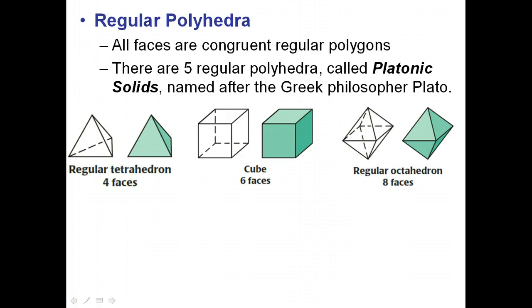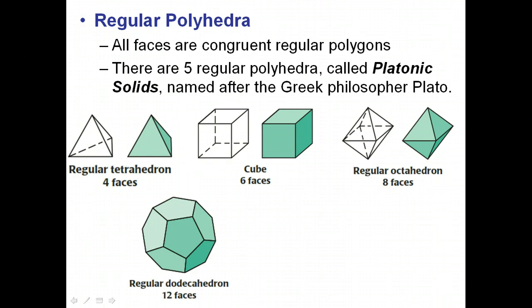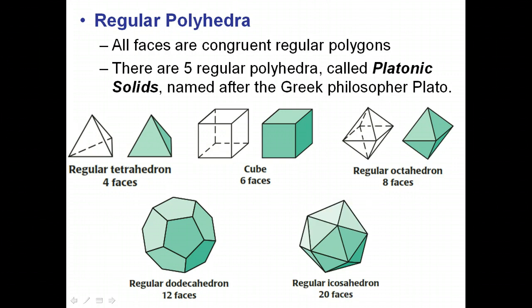A regular octahedron has 8 faces that are made up of equilateral triangles. A regular dodecahedron has 12 faces that are made up of regular pentagons. A regular icosahedron has 20 faces made up of triangles.